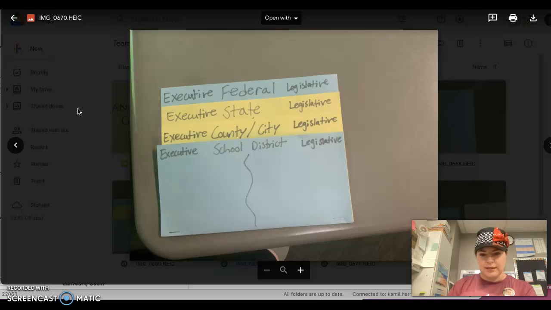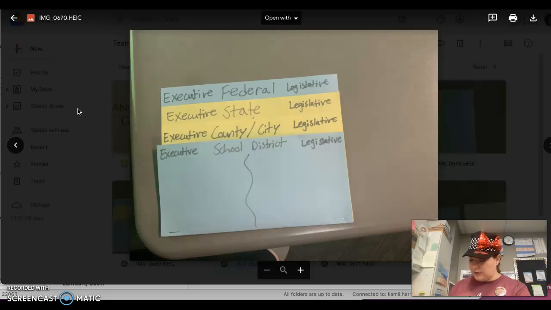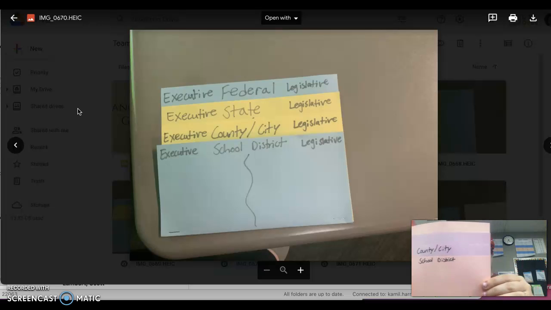So the first thing you're going to do is on the bottom level closest to the stapler, at the top of the tab, you're going to write school district. You want to try to center it because, as you can see, we have legislative and executive. So it looks like this: school district on the lowest tab. The next level of government is going to be county city. So it goes on the next tab up. We're going a little bit bigger and a little bit bigger through the levels of government. So my second tab is now city county.